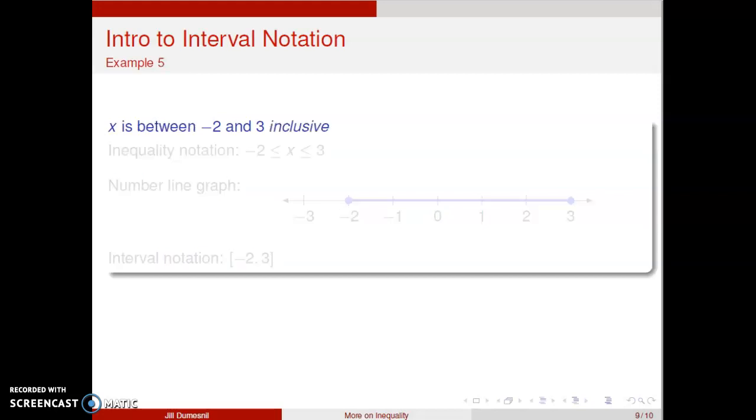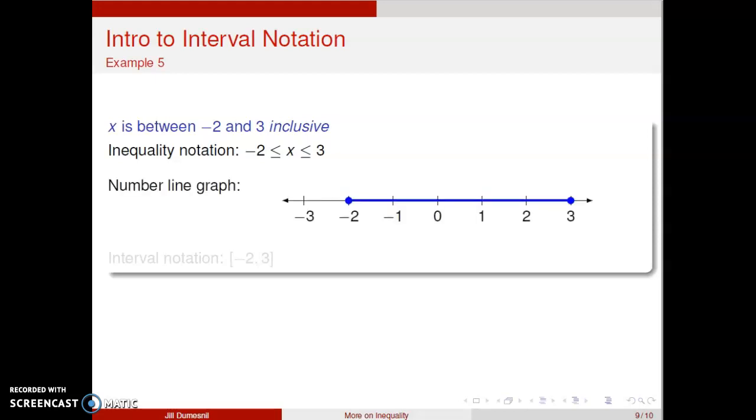If we want to consider the statement that x is between negative 2 and 3 inclusive, then we want to include both endpoints. The inequality negative 2 less than or equal to x less than or equal to 3 represents this statement. The graph is similar to the previous graph with solid circles at negative 2 and 3 since these endpoints are included. The corresponding interval notation is square bracket, negative 2, comma 3, square bracket.